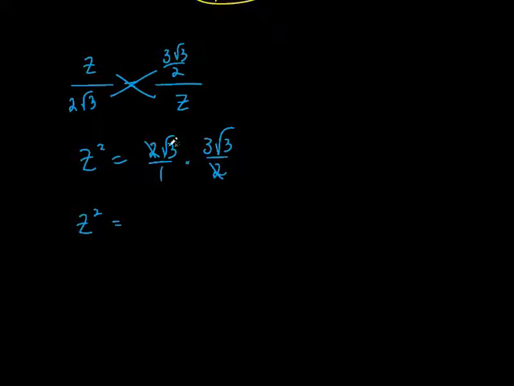But watch this. Remember what we did earlier? Square root of 3 times square root of 3 is 3. Times this 3 is 9. So z squared is 9, but you have to take the square root of both sides, so z is 3. And there's your answer. That took us 12 minutes and 30 seconds.